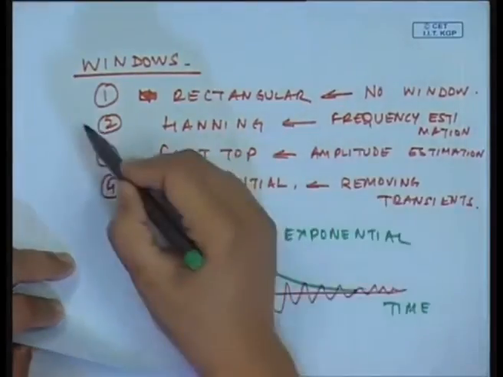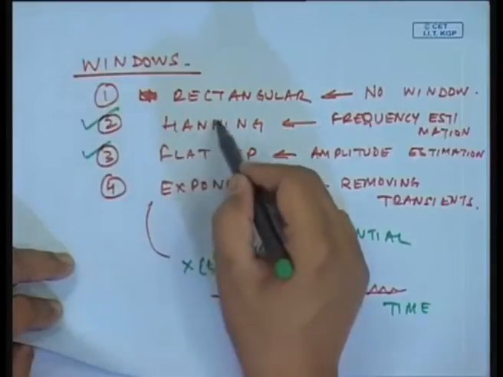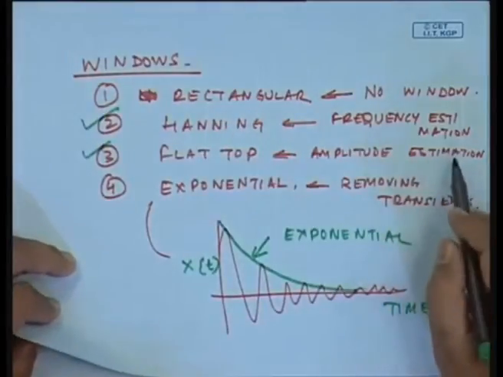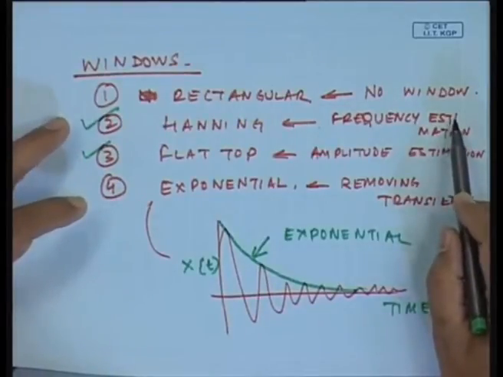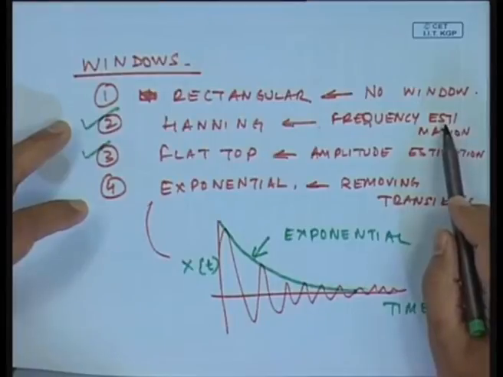And for periodic signals, we conventionally use either Hanning or flat top. If I want a good amplitude estimation of the signal, I should use a flat top window in the FFT. If I have to use a good estimation, in fact, a correct estimation of the frequency, I should use a Hanning window.